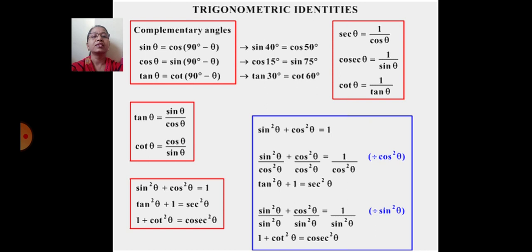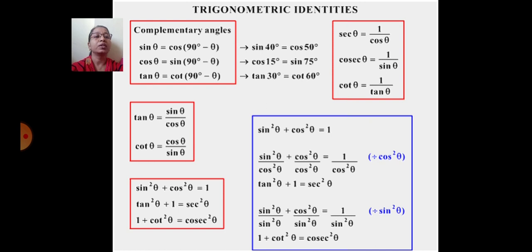Secondly, again consider the same identity, and this time you divide each term of that identity by sin square theta. So you will get sin square theta upon sin square theta plus cos square theta upon sin square theta is equal to 1 upon sin square theta. So sin square theta upon sin square theta is 1, plus cos square theta upon sin square theta is cot square theta, is equal to 1 upon sin square theta, which is cosec square theta. So in this way you will get 1 plus cot square theta is equal to cosec square theta.